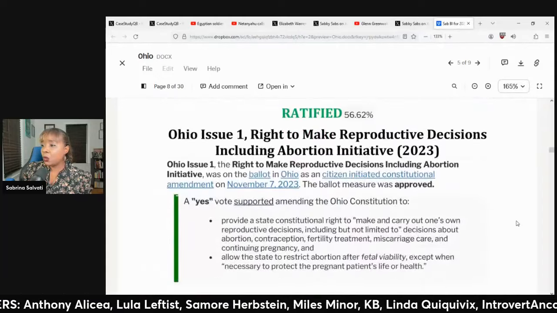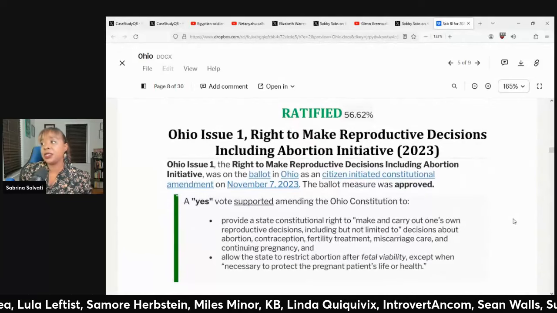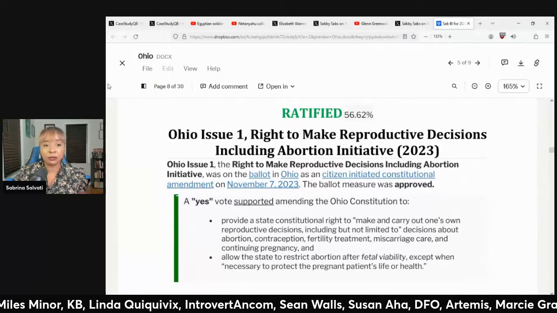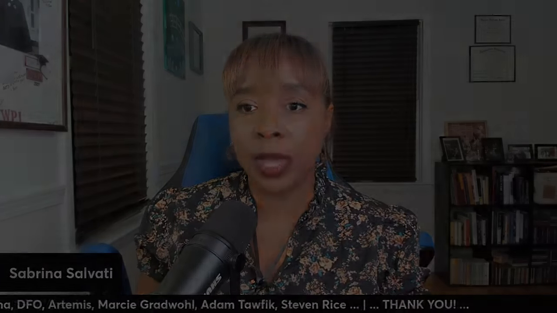And then when we come back on Thursday, we will start with the next ballot initiative. We'll continue the ballot measures for Ohio on Thursday. So yeah, definitely check that out as well.